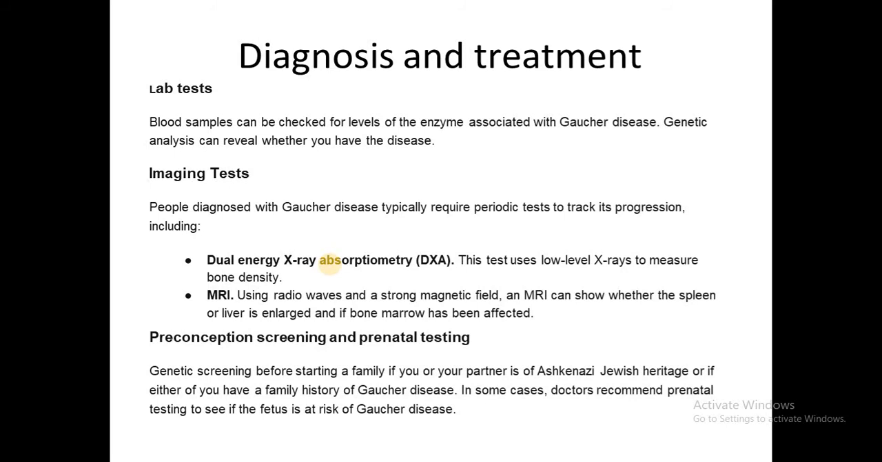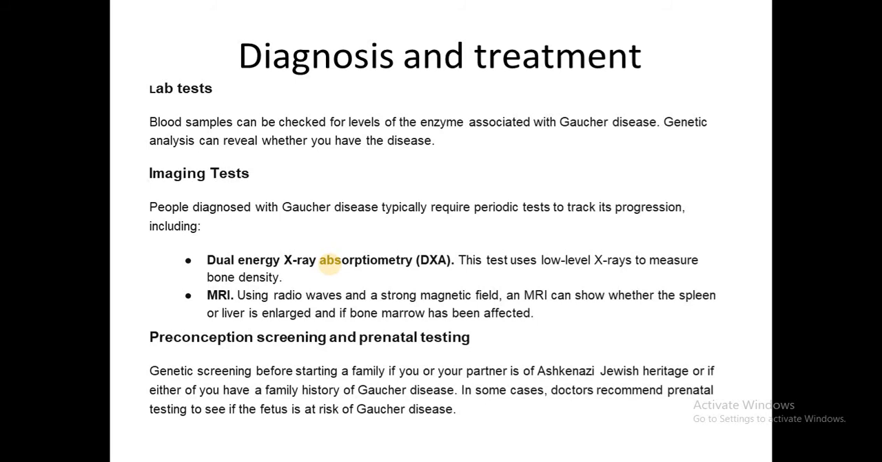Next imaging test is MRI, magnetic resonance imaging. Using radio waves and a strong magnetic field, MRI can show whether the spleen or liver is enlarged and if the bone marrow has been affected. So using MRI, we can find out the enlargement of the liver and spleen, and also whether the bone marrow is affected or not. Dual energy X-ray absorptiometry is used to measure the bone density.